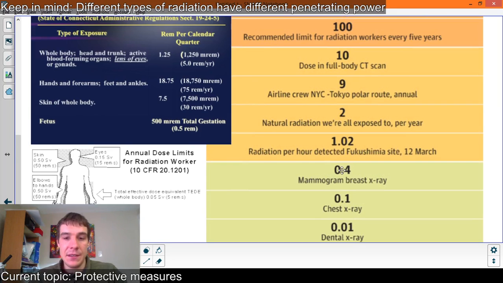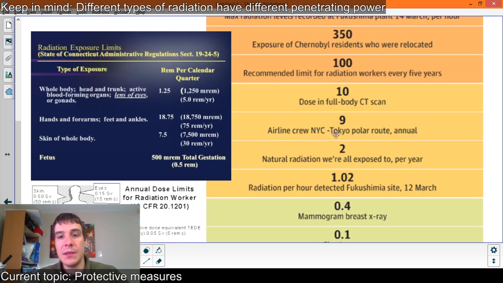Which is just because it's a more intensive check. Radiation in Fukushima on March 12th was how much per hour, right? Per hour. That means in 4 hours at the Fukushima site on that day, before the radiation had a chance to disperse, you could get your entire year's worth of radiation, in addition to your normal yearly background.